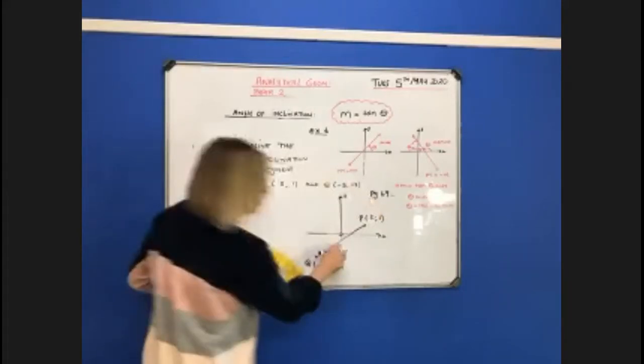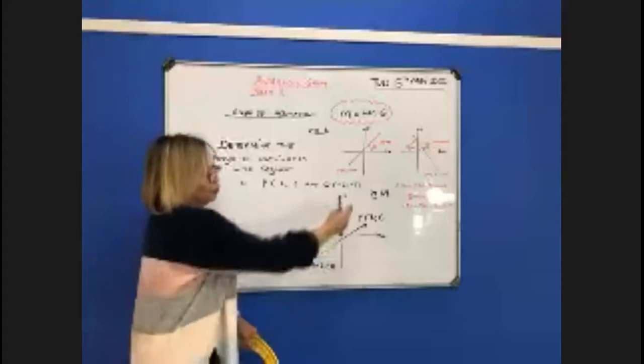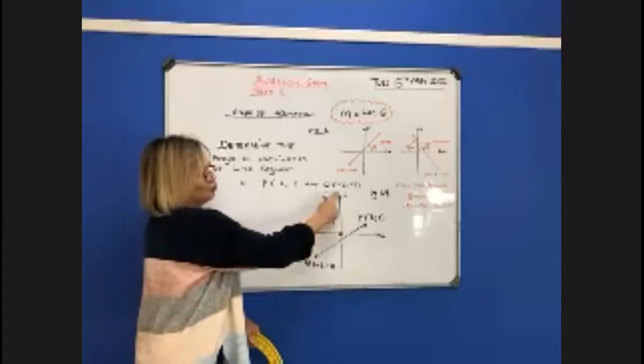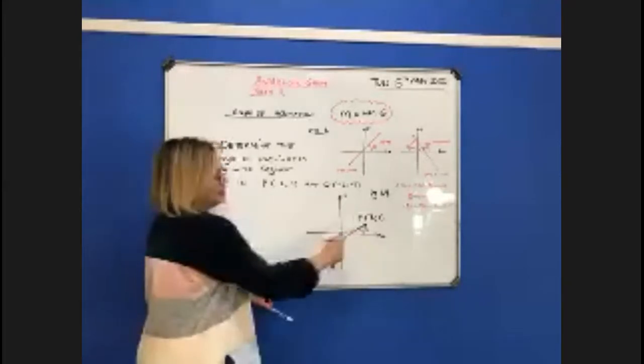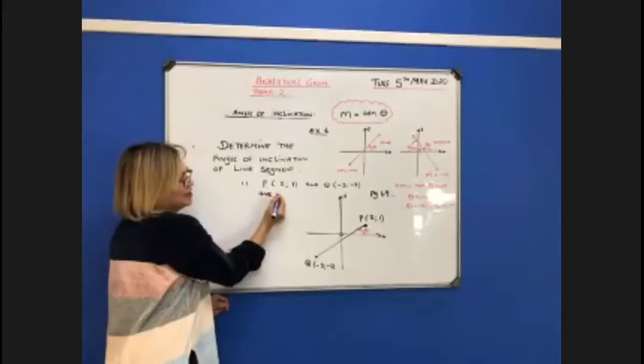When they ask for the angle of inclination, if they give you a diagram, you could quickly plot it, from the positive axis to the line. But let's say you did not know that. Let's say you didn't draw.